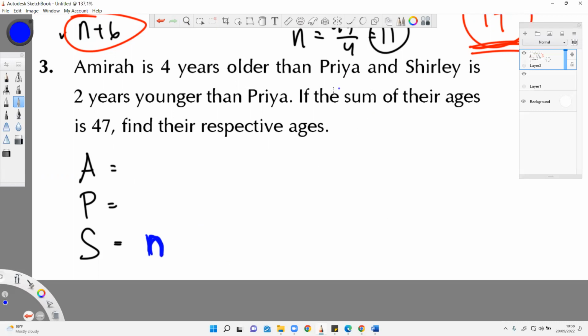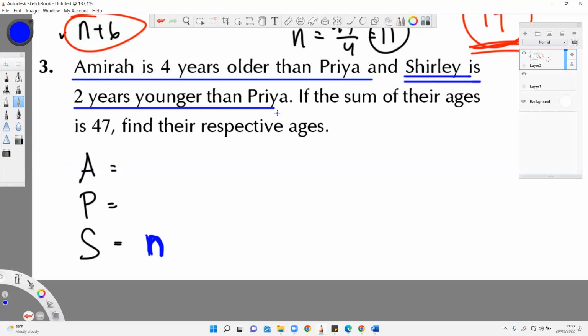Okay. Amira is 4 years older than Priya. Do we get the clue? Not yet, right? 2 unknowns. Look at the next sentence. Shirley is 2 years younger than Priya. So how old is Priya then?